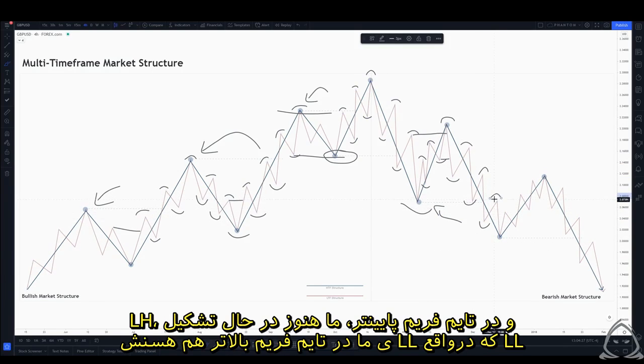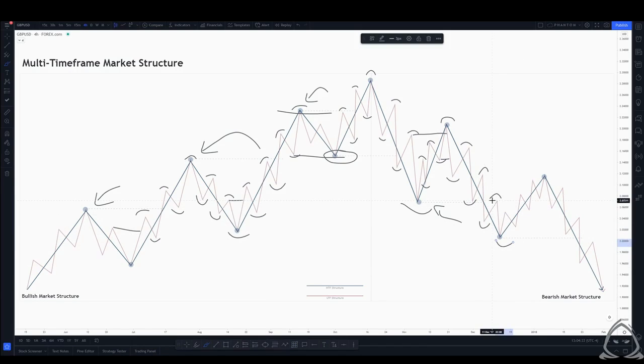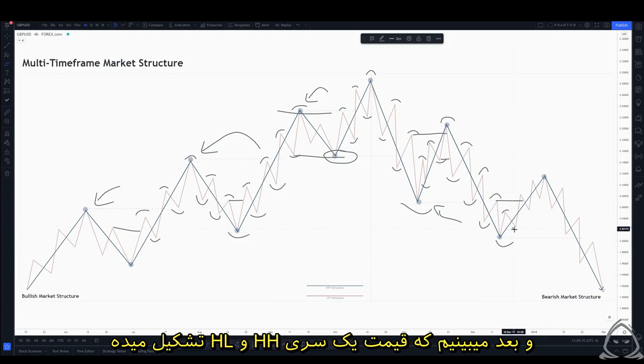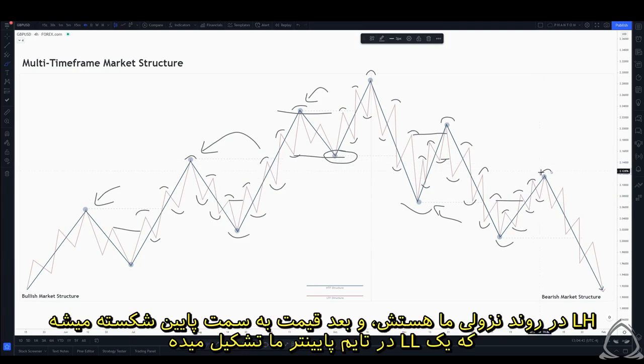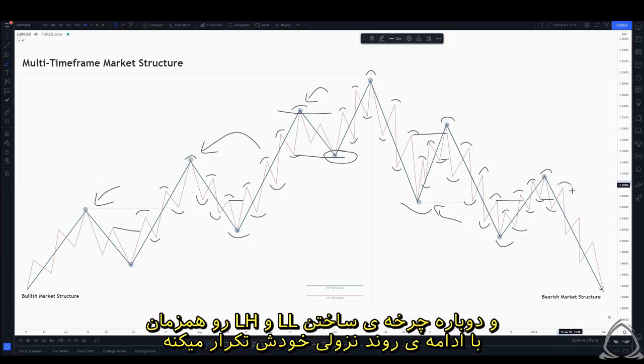And then on the lower time frame, we're still creating lower highs and lower lows, which is also our lower low on the higher time frame. And then price is now starting to make a series of higher highs and higher lows, higher highs, higher lows, higher highs. That creates now our lower high on our bear trend. Price then breaks to the downside, creating a lower low on the lower time frame, and then starts again the cycle of making lower lows and lower highs as it continues down on the bear trend.